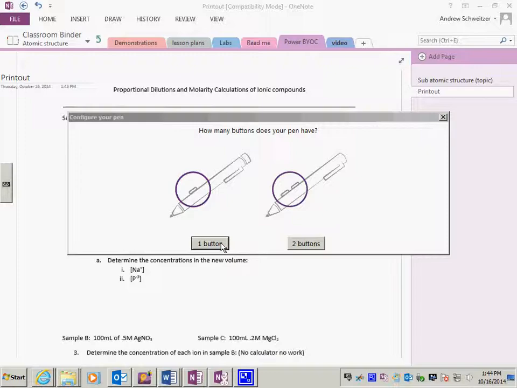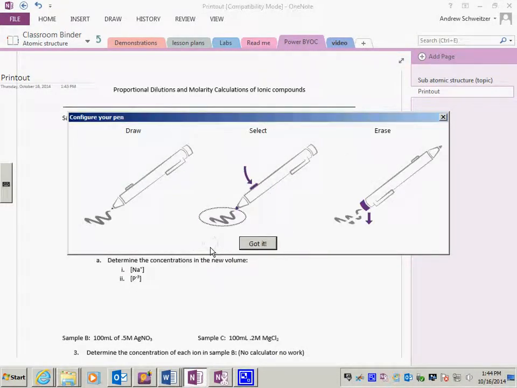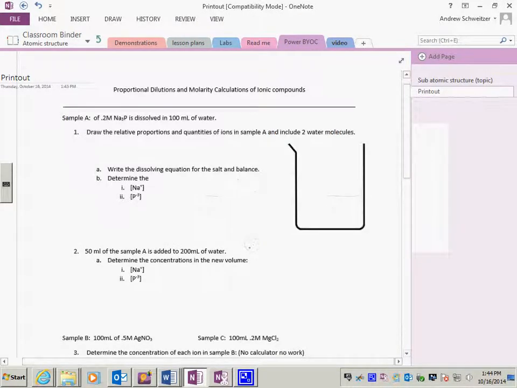And this is asking me about one button or two buttons. I have one button. Okay, got it. Okay, thank you very much.